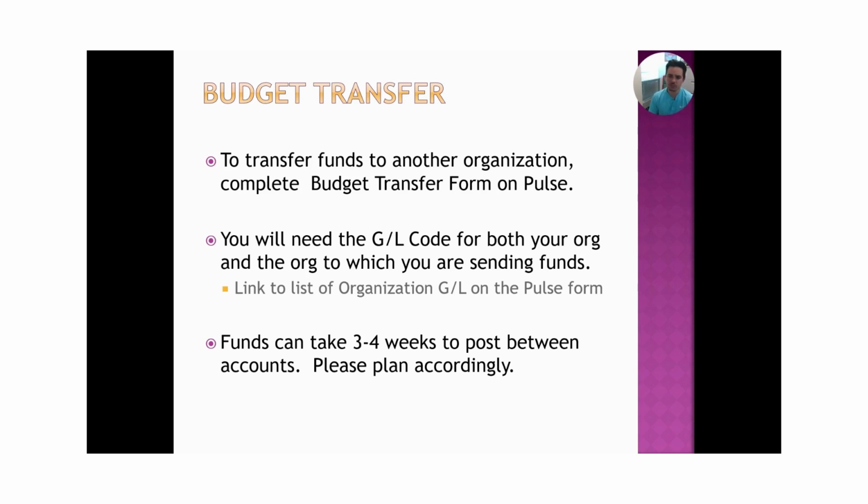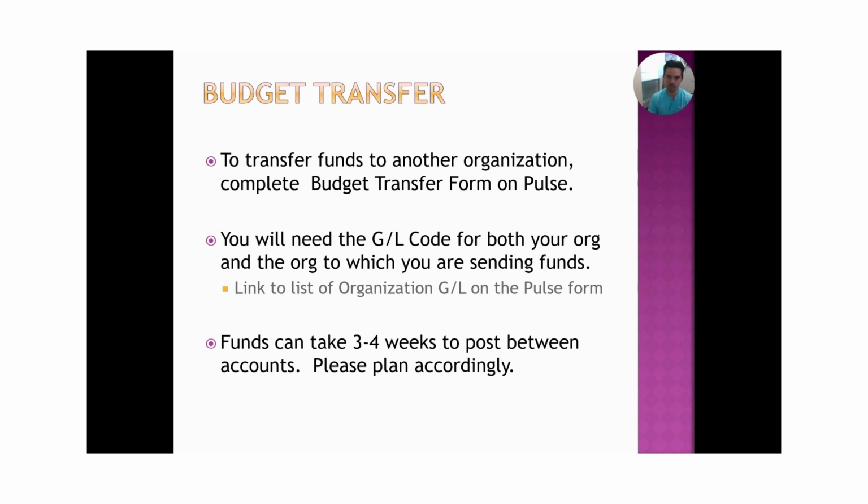So common instances when you would use budget transfers is if you're an executive council and you're issuing your annual stipend to all of your student organizations, or you and another org are co-hosting an event. Typically what we recommend is one org pay for all the expenses, and then the other org transfer money for their half of those costs. So those are some typical instances when you'll use budget transfers, but please note those can take about 3 to 4 weeks to fully transfer.